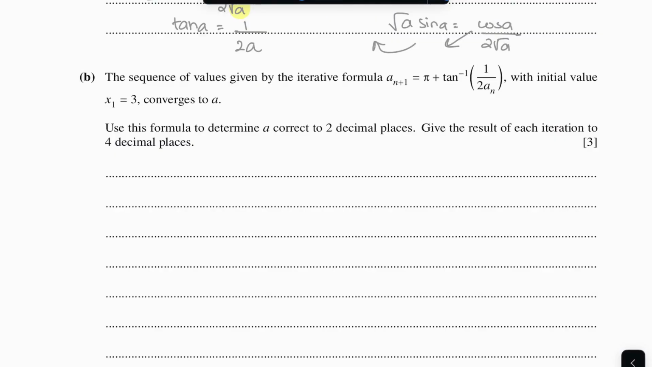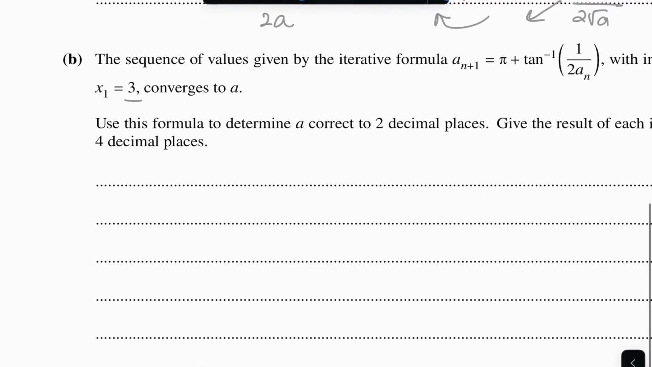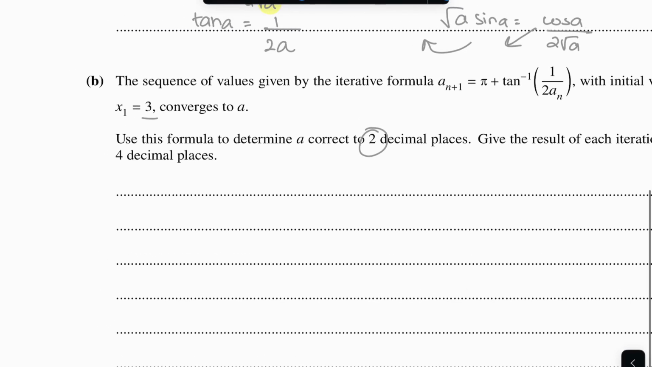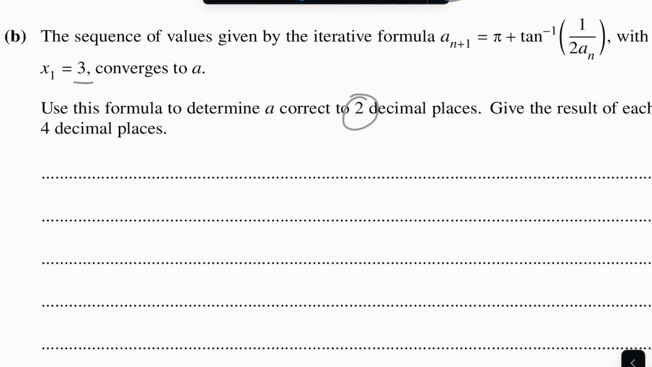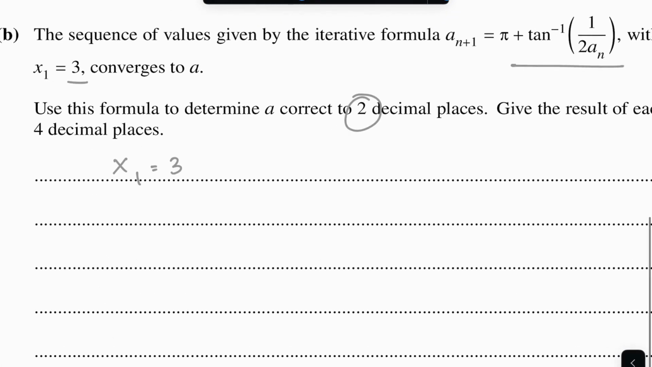Now in part B, we have been told to use the iterative formula, and we have been told that the initial value of x is 3 and it converges to a. We need to give the answer for a correct to 2 decimal places and the result of each iteration to 4 decimal places. So let's do that. It's very simple. The first value of x is 3, and we just need to put this formula into the calculator, but make sure that your calculator is in the radian settings, and then we will just do pi plus tan inverse of 1 over 2, and we will keep clicking the answer to get our iterative values.